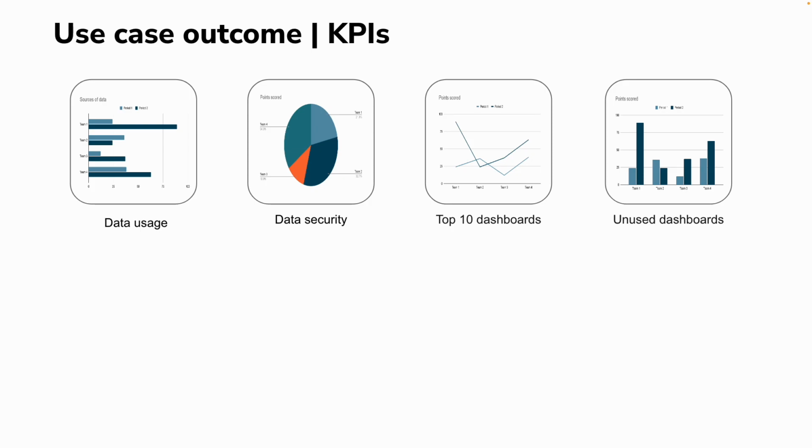Also, unused dashboards. This is one of the most important ones, because there are tons of reports that are not used, but still they are costing money. They are blocking the quota that we have in the cloud, and also creating unnecessary, let's say, headache. And then, better, you can decide to delete them or archive them. So that's also one of the KPIs.